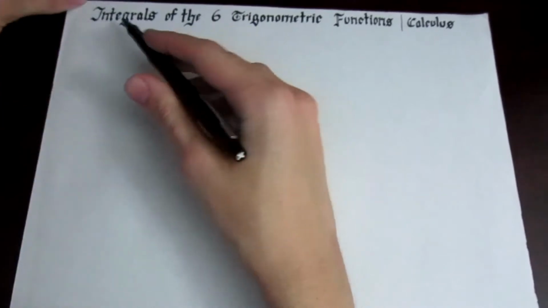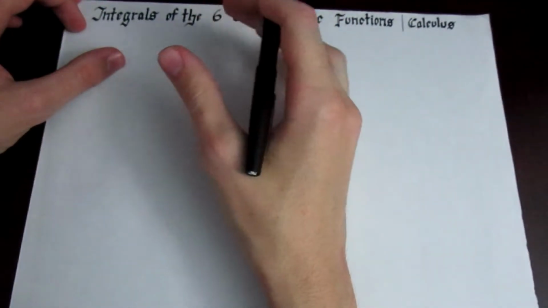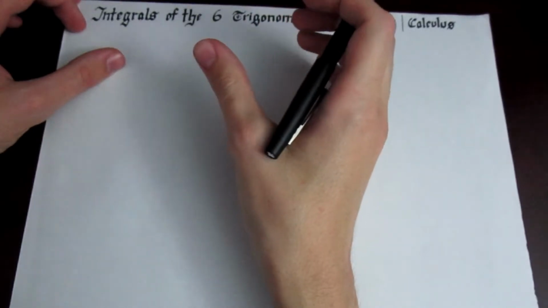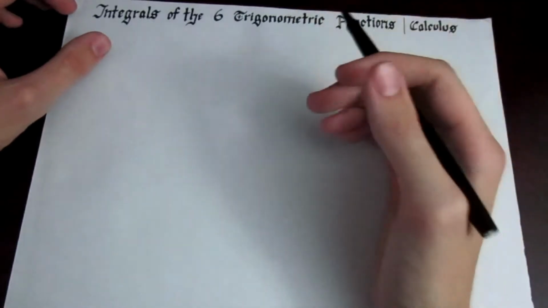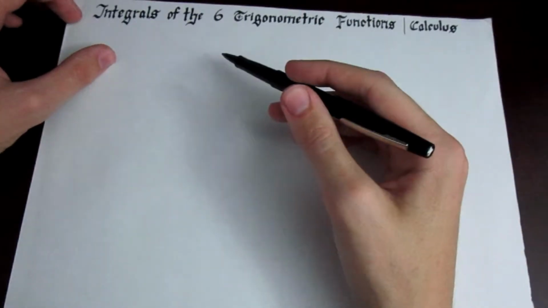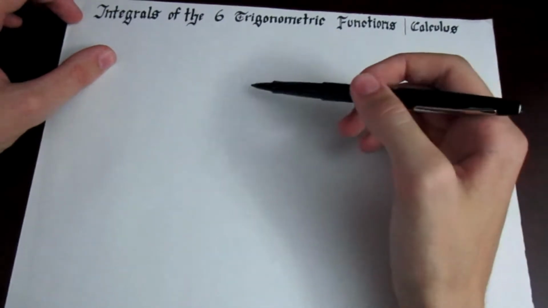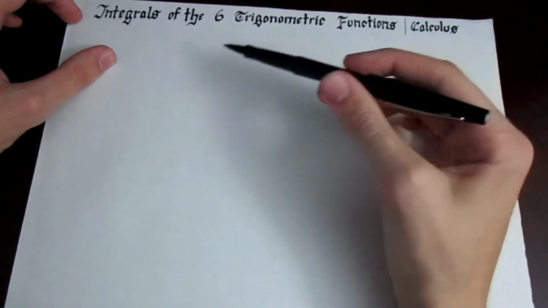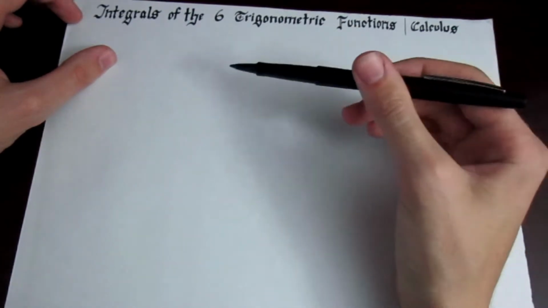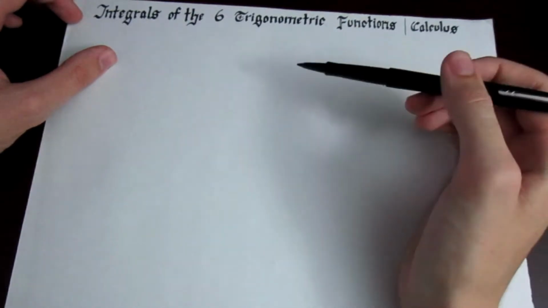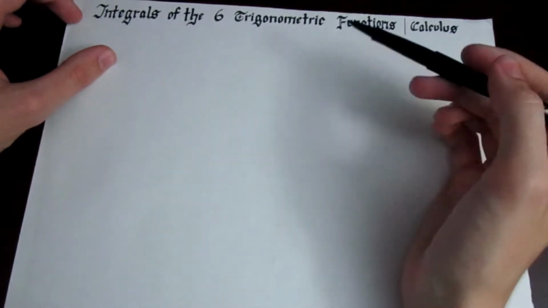So let's get started. The integrals of the 6 trigonometric functions. Now, from what we recall from the fundamental theorem of calculus, derivatives and integrals are inverses of one another. So if you have a function and you take the derivative of that function, then if you take the integral of the derivative, you get that original function back. Contrastingly, if you integrate a function and then take the derivative of the integral, you get that original function back.